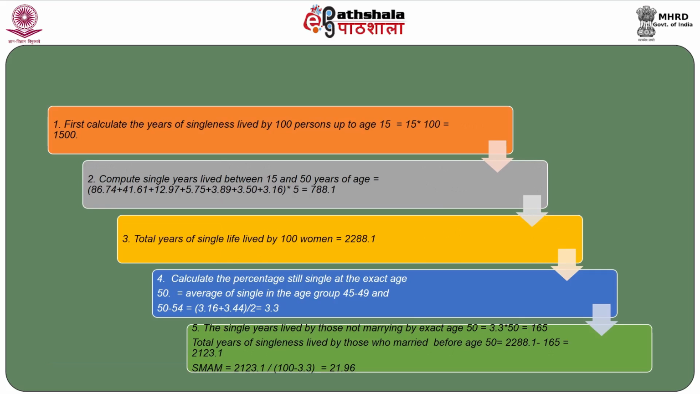Then the total years of singleness lived by those who got married before age 50. The computation is given here. Have a closer look at that. Then finally, you have the computation of SMAM. You have the numerator, you have the denominator, and the value obtained is 21.96. That means in 2001, singulate mean age at marriage for females in Kerala was 21.96 years. That is almost 22 years.